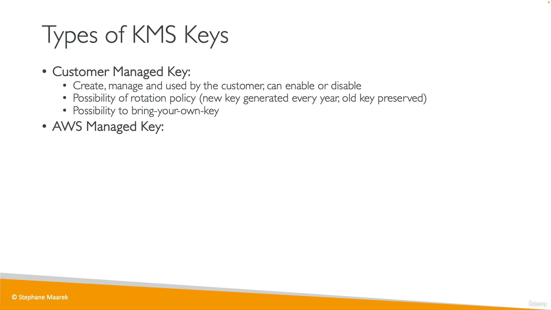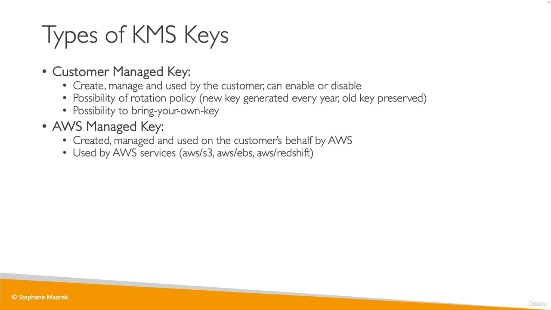Then you have the AWS managed keys. This time it's created, managed, and used on the customer's behalf by AWS. You're going to find it whenever an AWS service has some encryption managed by AWS, and the key name is aws/s3 or aws/ebs, and so on. So whenever you see aws/, it's an AWS managed key.